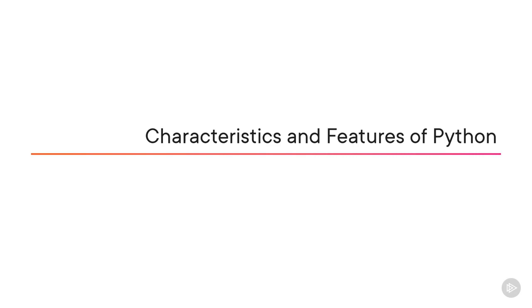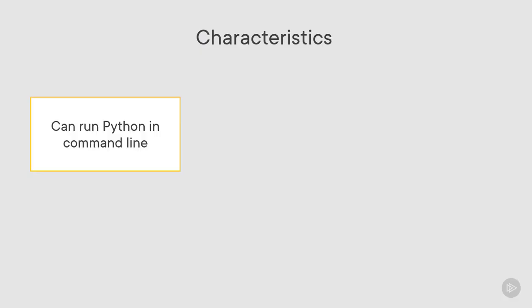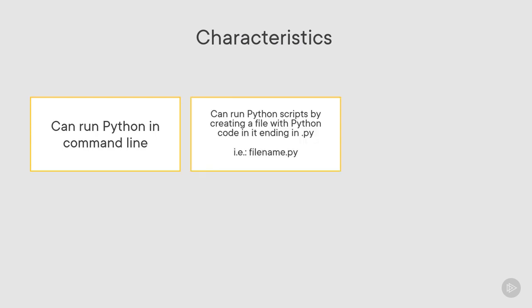Now let's talk about the characteristics and features of Python. First of all, let's dive into the characteristics. Now, you can run Python in command line. You can also run Python scripts by creating a file with Python code in it, and that's going to end in a .py. There's an example of a file name there.